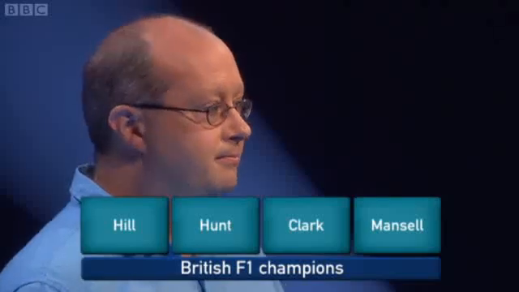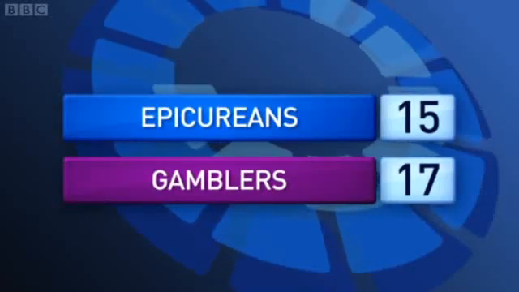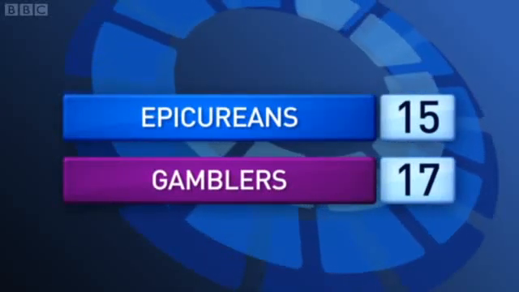There you are. So you get 4 points for the groups, 4 points for the connections, a bonus of 2 for getting it all right. That's a maximum of 10. Let's see how the scores are as we go into the final round. The Epicureans have got 15 points, but the Gamblers are ahead with 17.